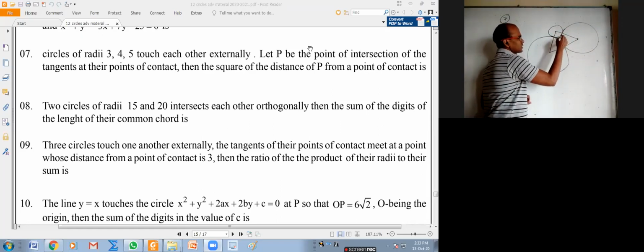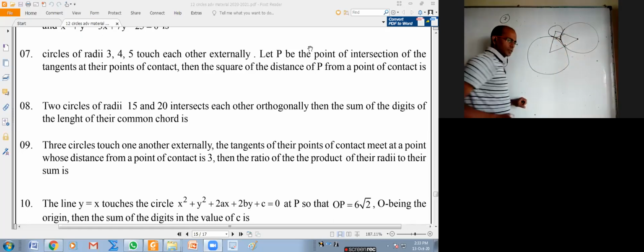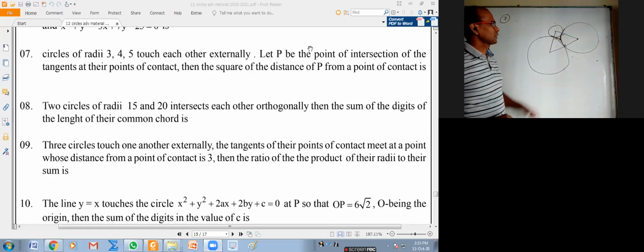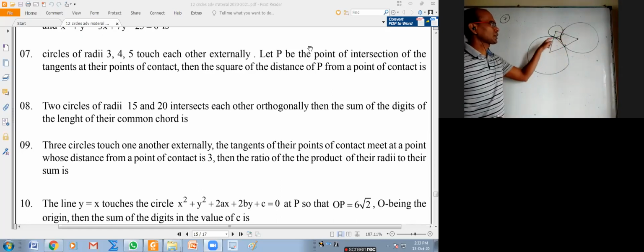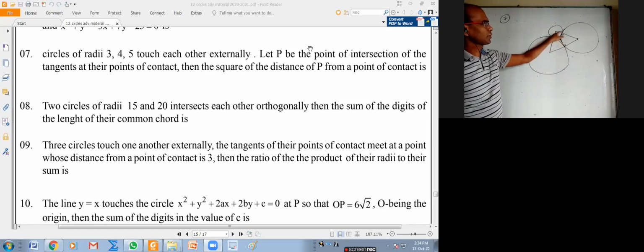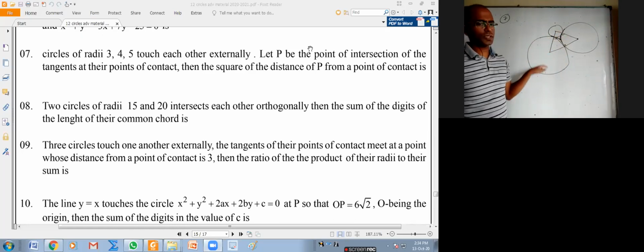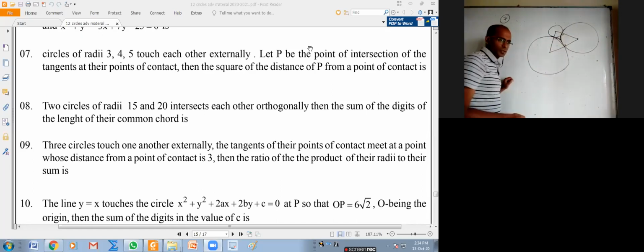We all know from this point, the length of the tangent to all the 3 circles are equal. In fact, that is a radical center. And in this particular case, that radical center is the incenter of this triangle, because from that point the perpendicular distance to all the 3 lines of this triangle are equal. So this length is nothing but the inradius.